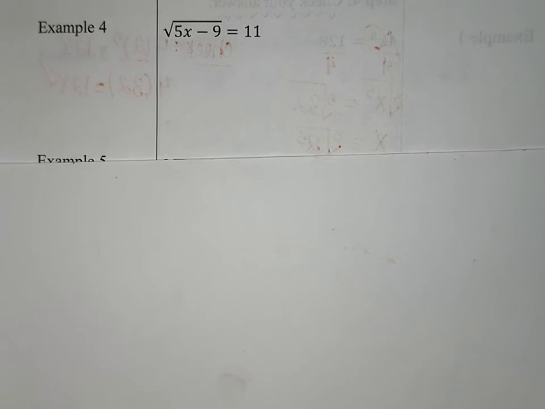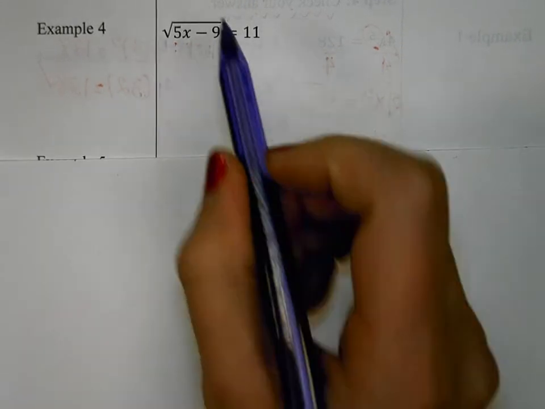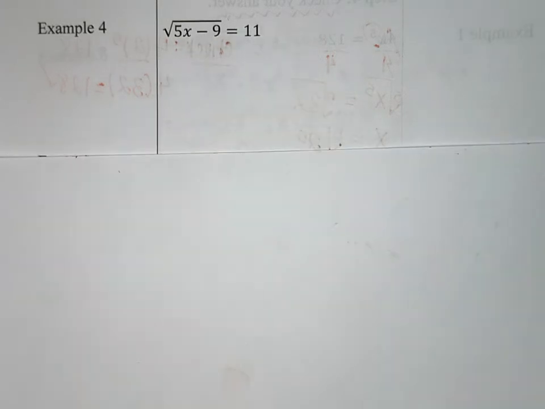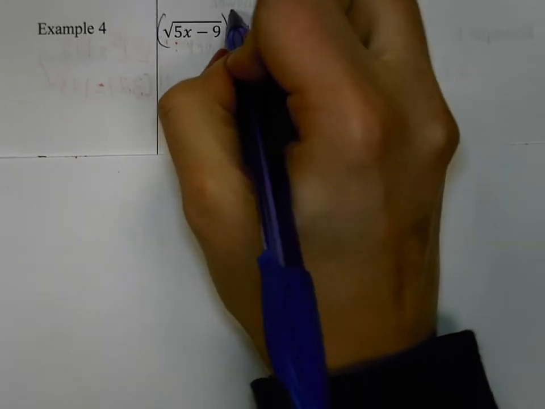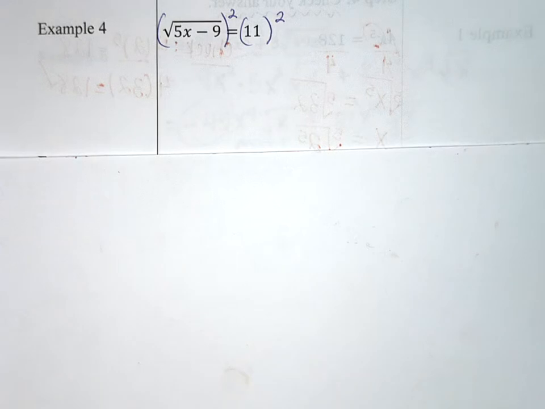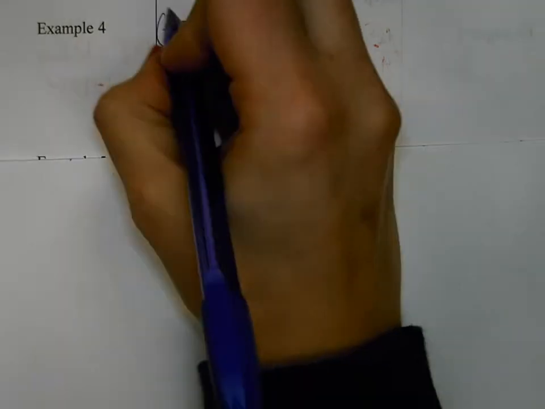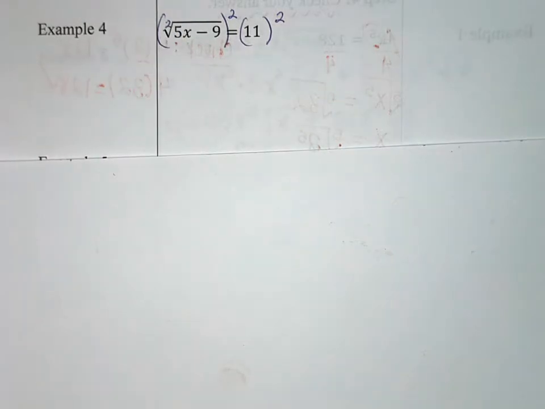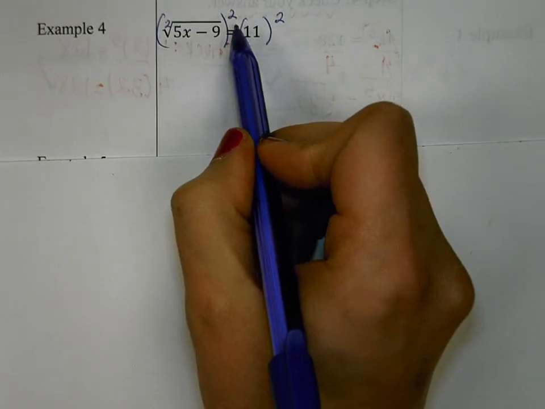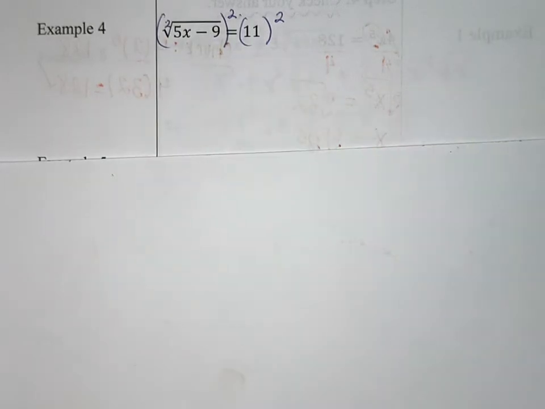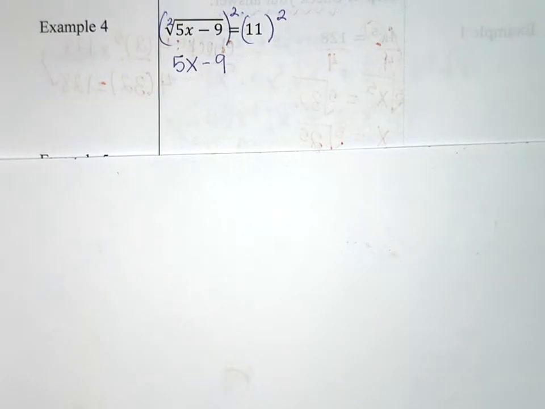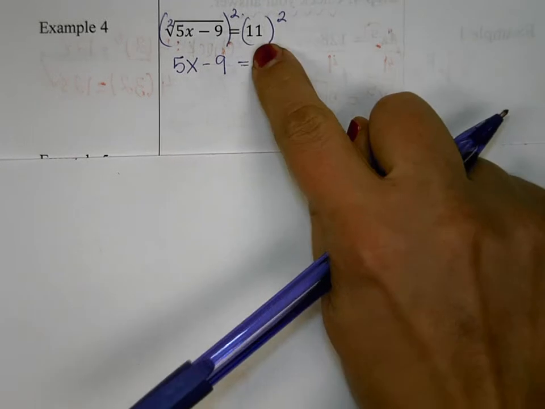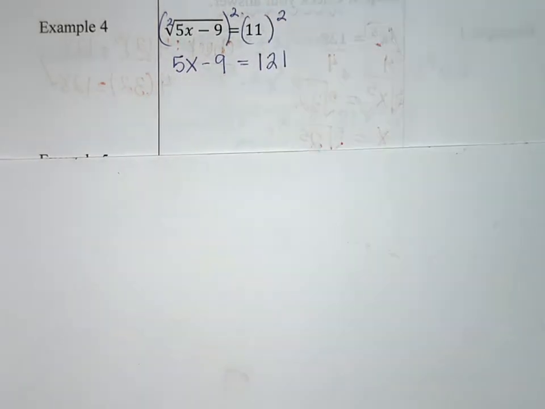Example 4. We have the square root of 5x minus 9 equals 11. I want to make sure that my square root is by itself. And it is. So what I'm going to do is raise each side to the second power, because my index of a square root is 2. You just don't have to write it. So that power of 2 is going to cancel out the square root. So it's going to give me 5x minus 9 equals 11 squared gives me 121.